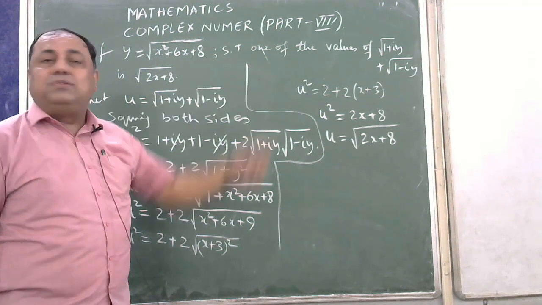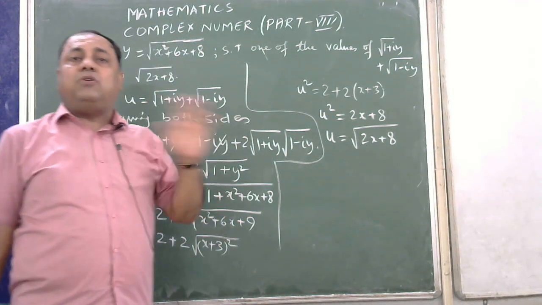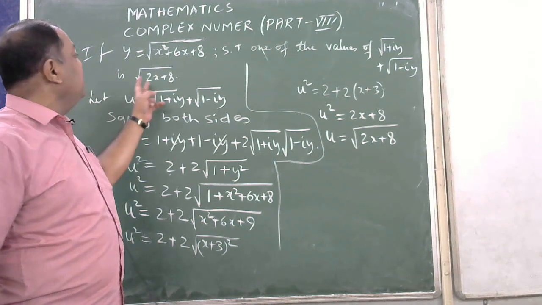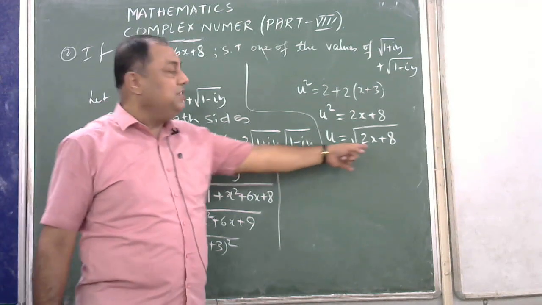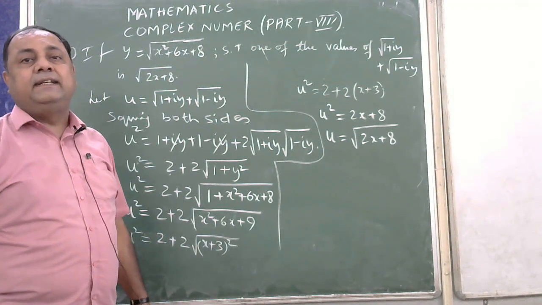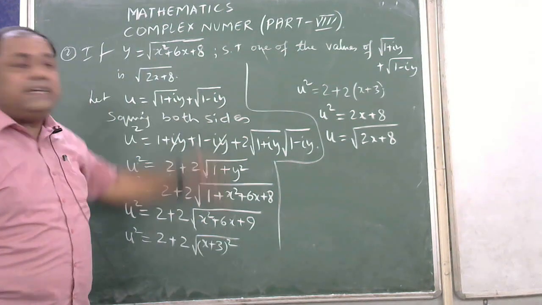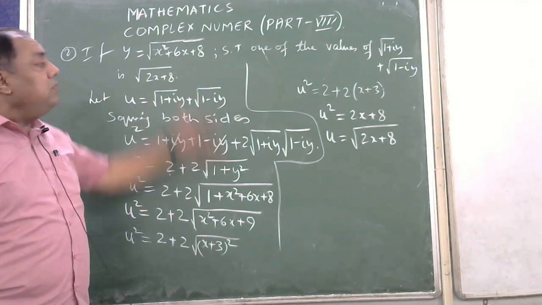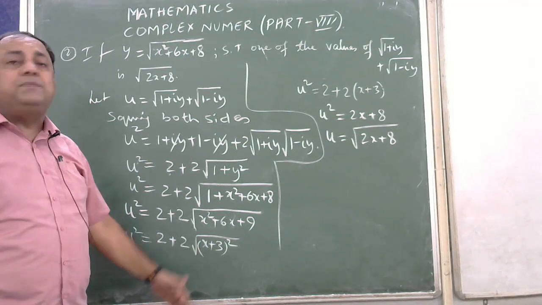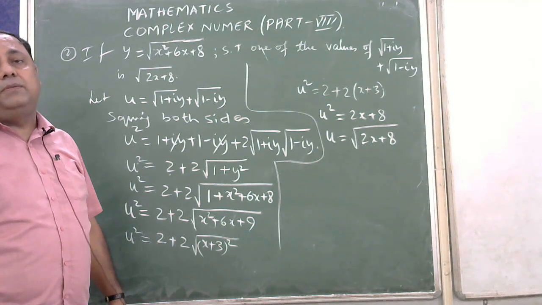One of the values is this, the other value may be minus, but I am not concerned. Our concern is only this. So u is equal to root over 2x plus 8. This is problem number 2. I hope you are understanding this problem. Try to work them repeatedly many times so that you are in control of these types of problems.